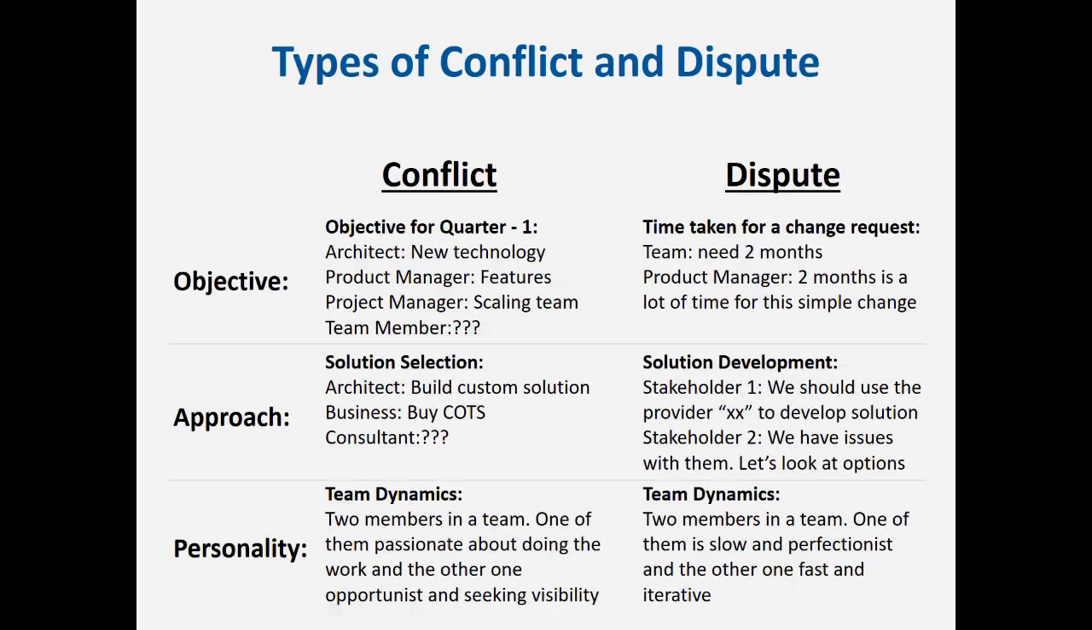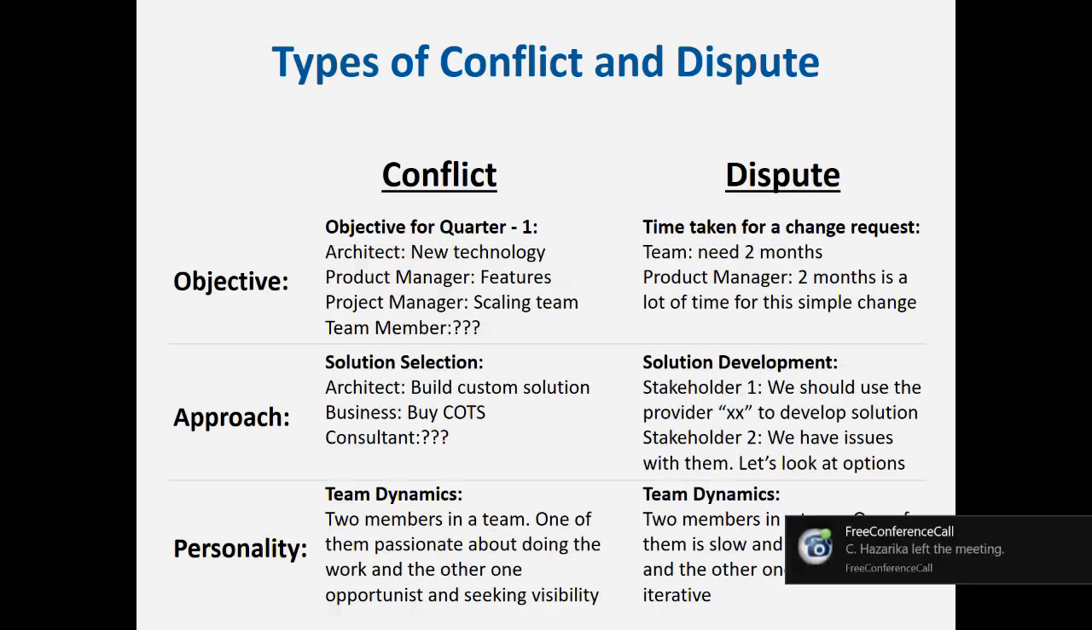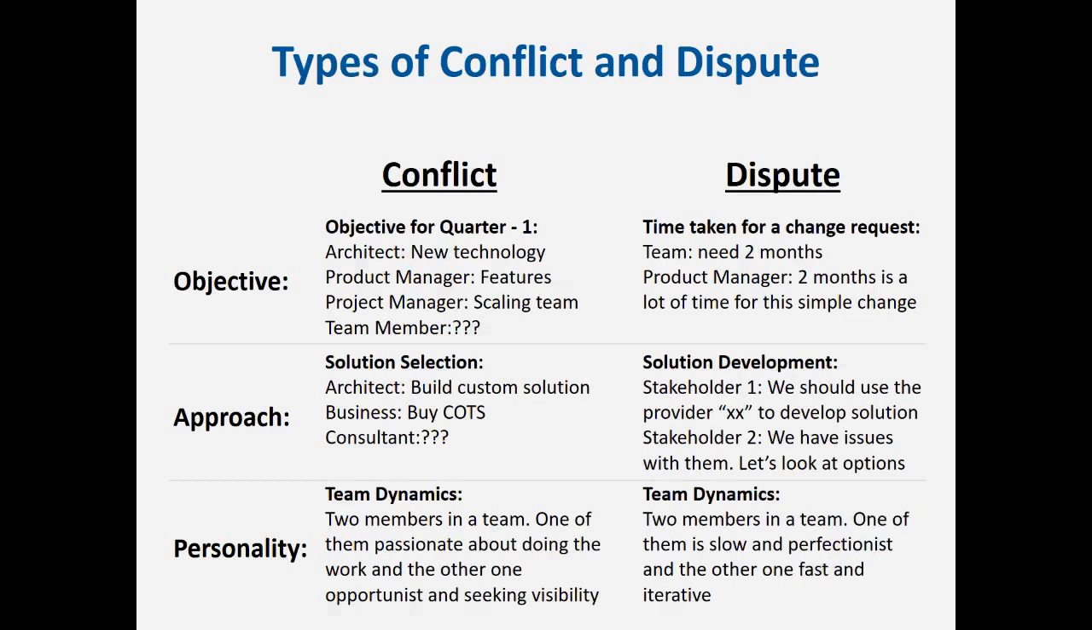The architect had a new technology upgrading their map. The product manager had features. The project manager had scaling. The team member was not sure. What are we going to focus on? How are we going to satisfy all these needs? The dispute was there is alignment, but there were differences in opinion in terms of how much time it takes. So objective is not agreeing with what needs to be achieved in terms of time or in terms of goals.